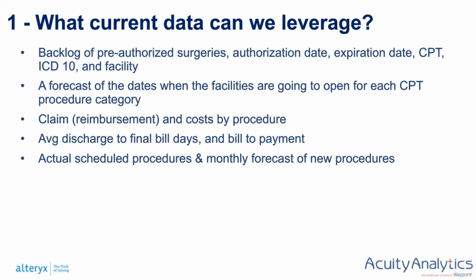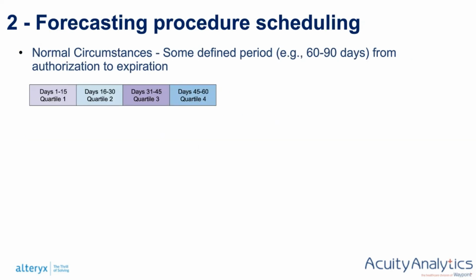We want to get some basic financial information, average reimbursements and cost per procedure, a little bit of AR data, how long does it take you to bill and collect, and then, if possible, get some forecast of more procedures that you expect to have to account for in the future. So once we've assembled data, we're going to learn about that backlog forecast. We're going to learn from history, go by procedure by procedure, facility by facility, and say, under normal circumstances, when you have a 60 to 90-day authorization window, how did you tend to schedule those procedures? Did you tend to schedule them early in the process, late, somewhere in the middle?